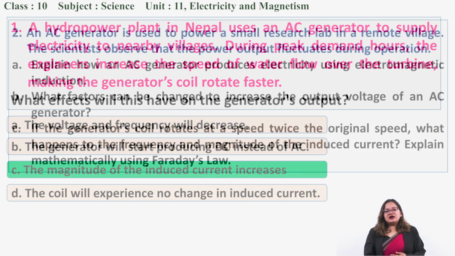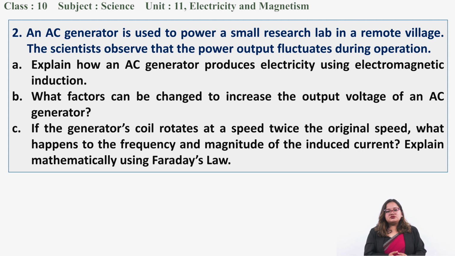So with this, I'd like to leave you with this question. An AC generator is used to power a small research lab in a remote village. The scientists observe that the power output fluctuates during operation. Now you have to explain how an AC generator produces electricity using electromagnetic induction. What factors can be changed to increase the output voltage of an AC generator? And lastly, if the generator's coil rotates at twice the original speed, what happens to the frequency and magnitude of the induced current? You have to explain this mathematically using Faraday's law.